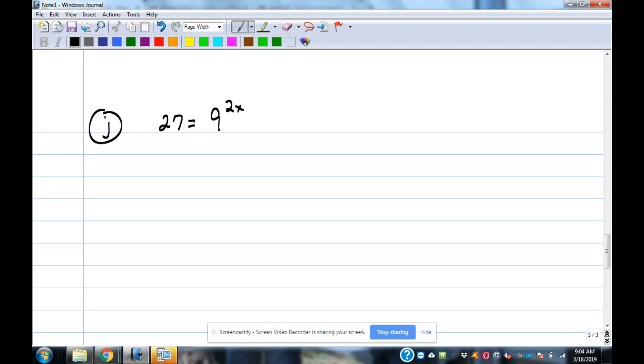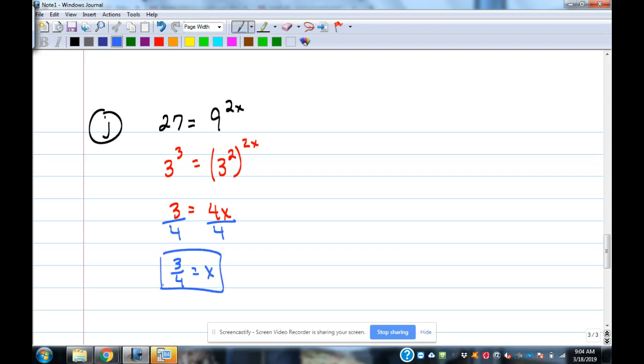What do we know about those? Okay, so 27 is 3 to the 3rd. 9 is 3 squared. That ends up being 3 equals 4x. Divide. Pretty basic and simple. The 4x came from 2x times 2, if you're unsure where that came from. See what we remember about that.